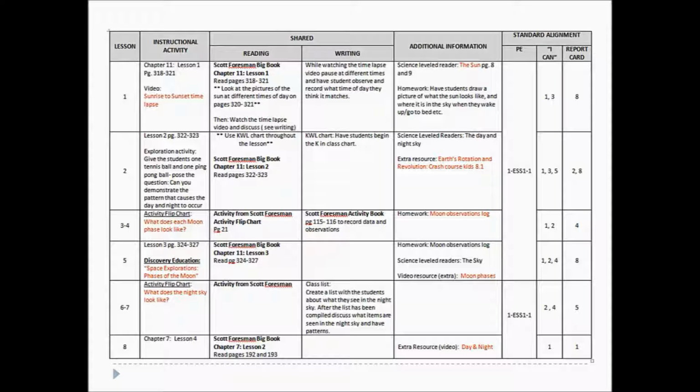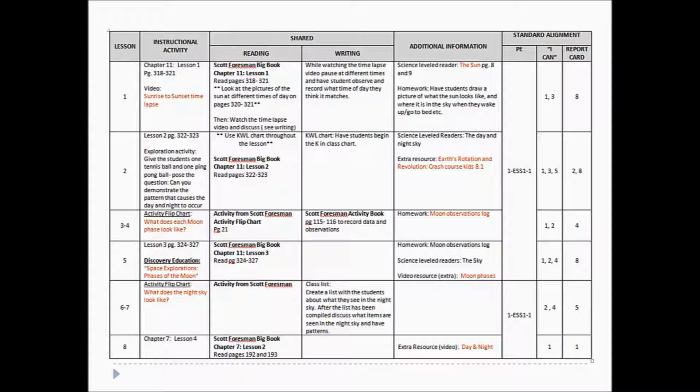While seasonal change is an observable pattern, students do not need to understand or know about the process of seasonal change. Lesson 2 includes an exploration activity where students are using a tennis ball and a ping pong ball to demonstrate the pattern of what causes day and night to occur. This activity could also include students modeling the pattern in pairs where one student acts as the sun and the other acts as the earth.